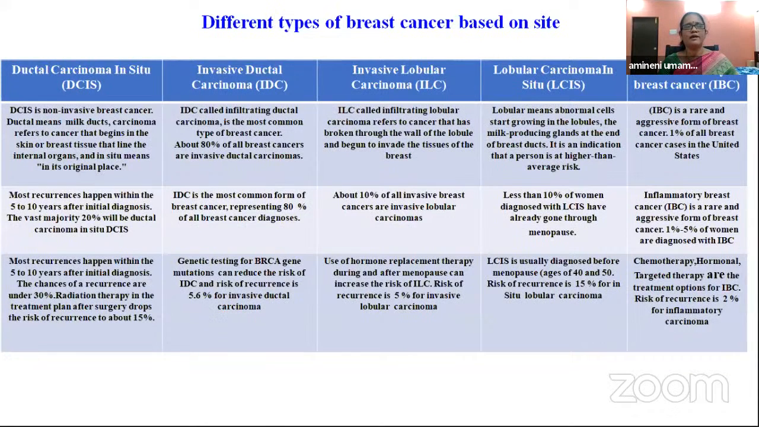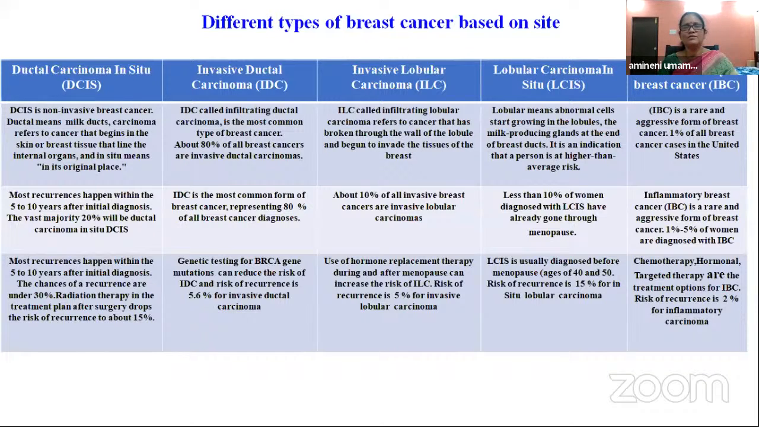Again, there are two different types: in situ and invasive. In situ means it is at the original place, wherever the cancer is growing, it will grow in that particular area only. But invasive means it will move to other parts also. If it is in the duct and it is invasive, it is called invasive ductal carcinoma. Majority of the cases, 80% of the cases, are invasive ductal carcinoma. Ductal carcinoma in situ means it is present in the ducts and grows in that particular area only.